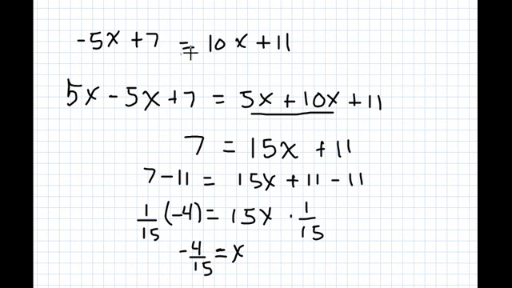So we've manipulated this equation down to its simplest form, to this final equation here, but the solution is negative 4 over 15. If we were to plug this in up here for x, which is something that you should probably do, you would see that the left-hand side will be equal to the right-hand side.